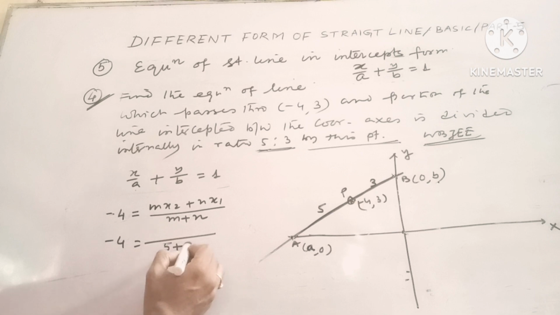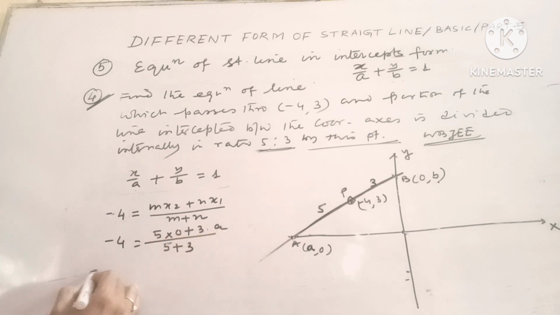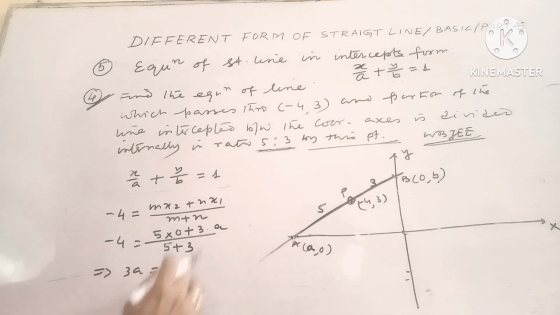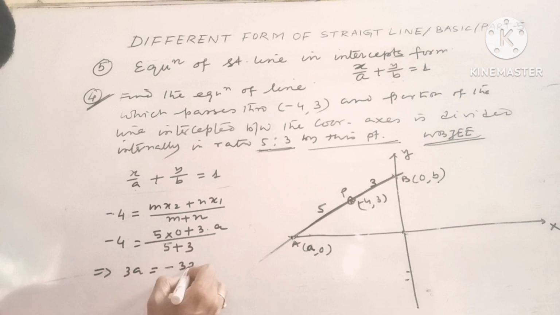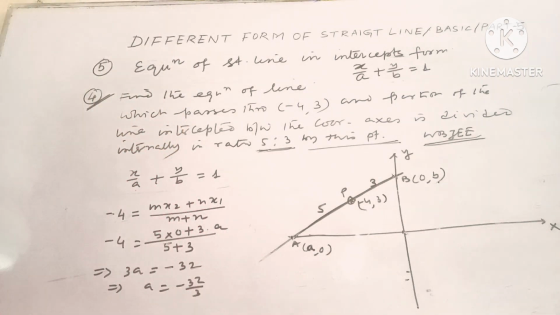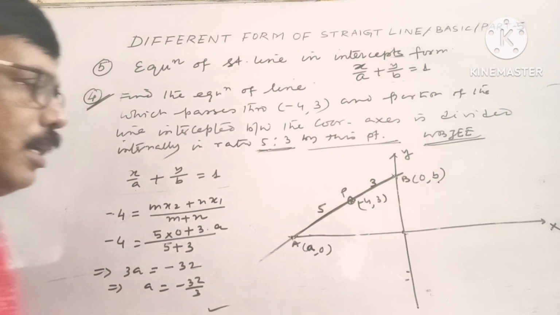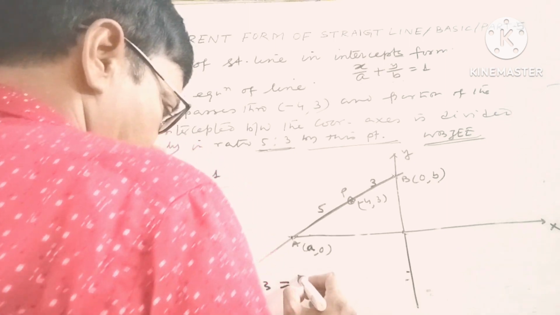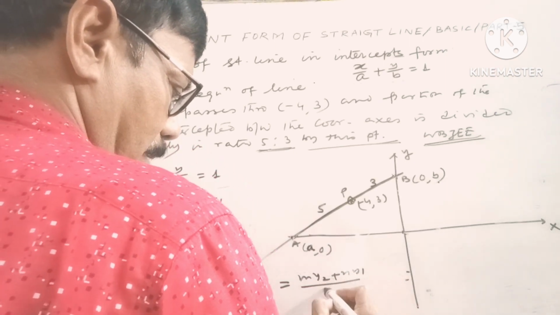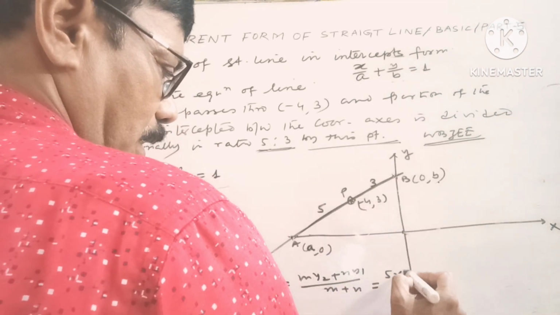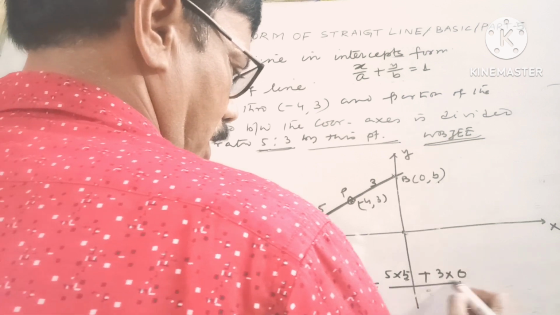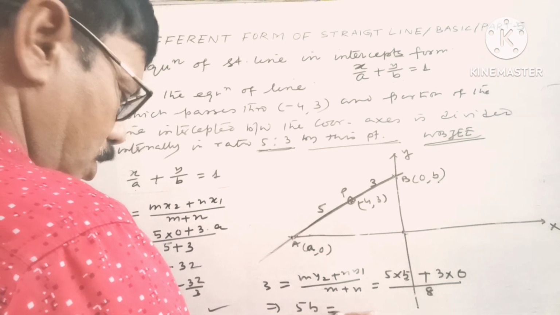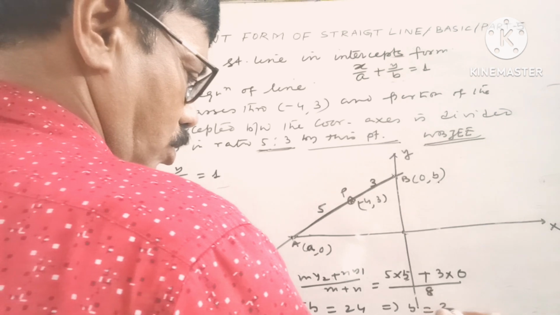So 5 plus 3, this is 5 times 0 plus 3 times a. So 3a by 8 equals -4, so 3a equals -32, so a equals -32/3. Now again, the y coordinate: 3 equals (m y2 plus n y1) by (m plus n). So 5 times b plus 3 times 0 by 8. So 5b equals 24, so b equals 24 by 5.